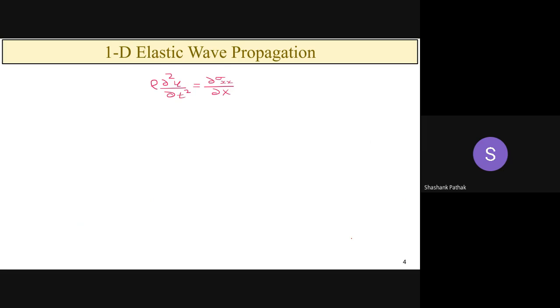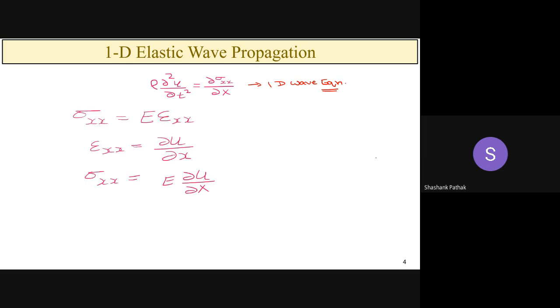Now we are going to study this fundamental one-dimensional wave propagation equation in more detail. This is the 1D wave equation, very popular. We will study this one in much more detail, and we will understand the implications of it. So again, stress equals the modulus of elasticity, Young's modulus, into strain in the x direction. When I write xx, it means strain. We are considering a one-dimensional phenomenon along the x-axis, so strain in the x direction and stress in x. In one dimension, we can very easily write this equation relating the applied stresses with the strains, right?